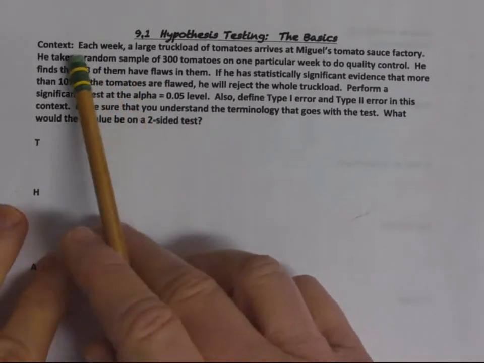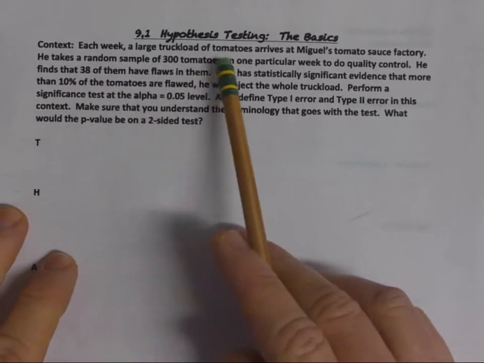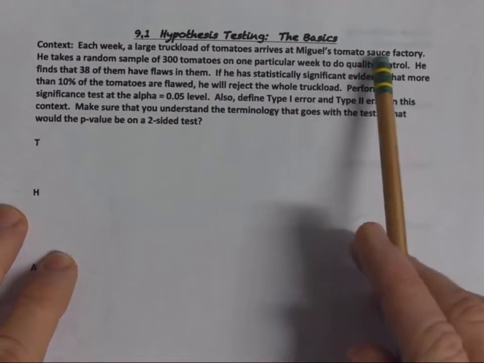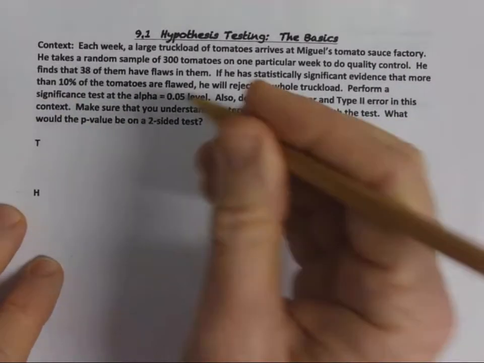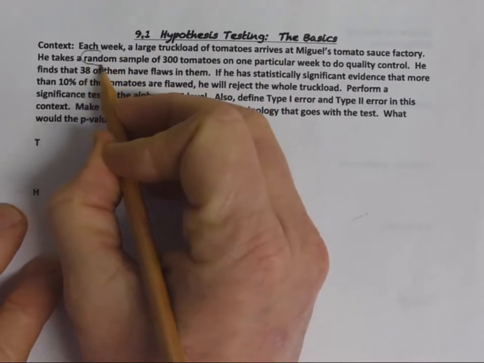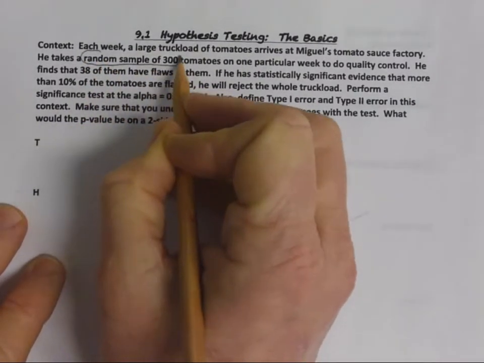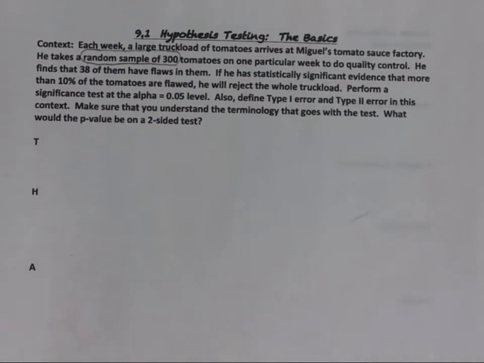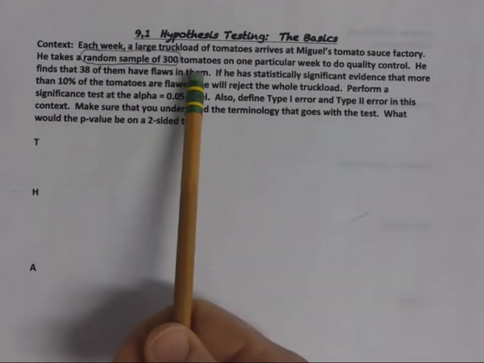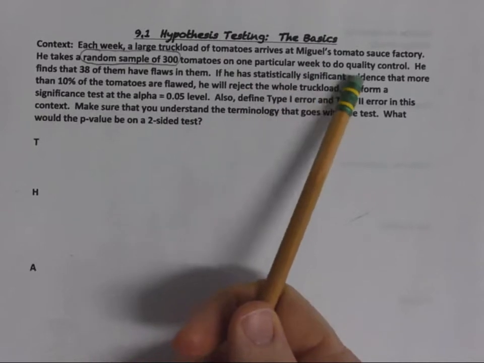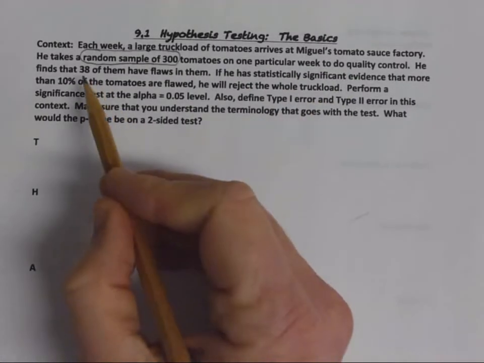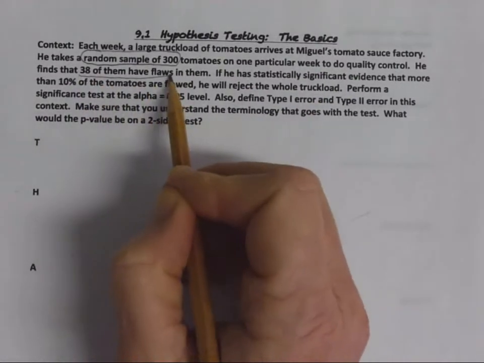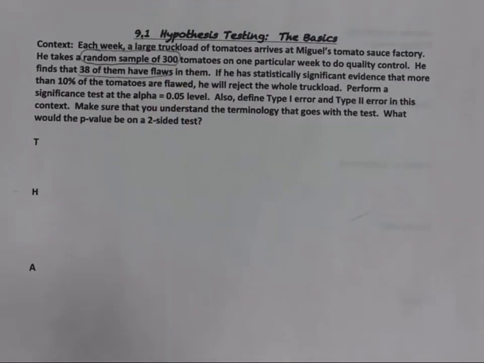In this situation, it says, each week a large truckload of tomatoes arrives at McGill's tomato sauce factory. He takes a random sample of 300 tomatoes. Aha, that means we've got a condition of randomness met, and that looks to be a pretty good sample size. But we'll see. On one particular week, to do quality control, he finds that 38 of them have flaws. Okay, so 38 out of the 300, that smells like a p-hat.